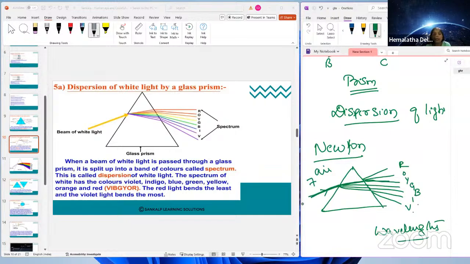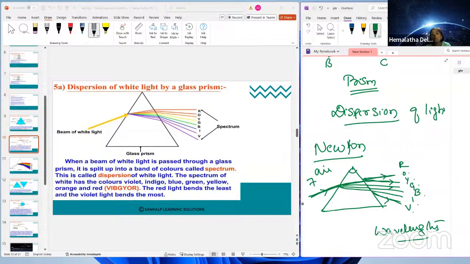Violet, indigo, blue, green, yellow, orange, and red. I told you red is the one which bends least, correct? Red is the one color which bends least because its speed is more. And violet is almost near to the base of the prism. It bends towards the base of the prism.